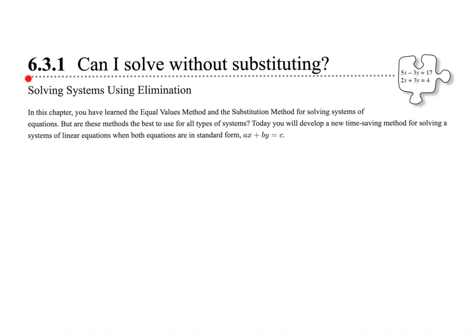Today we're going to be looking at 6.3.1, can I solve without substituting? So we're solving systems using elimination. In this chapter, you have learned the equal values method and the substitution method for solving systems of equations. But are these methods the best to use for all types of systems? Today, you will develop a new time-saving method for solving a system of linear equations when both equations are in standard form, aka ax plus by equals c.